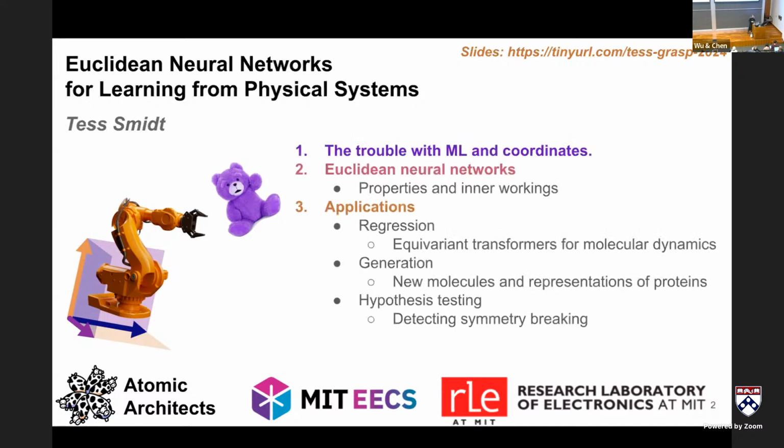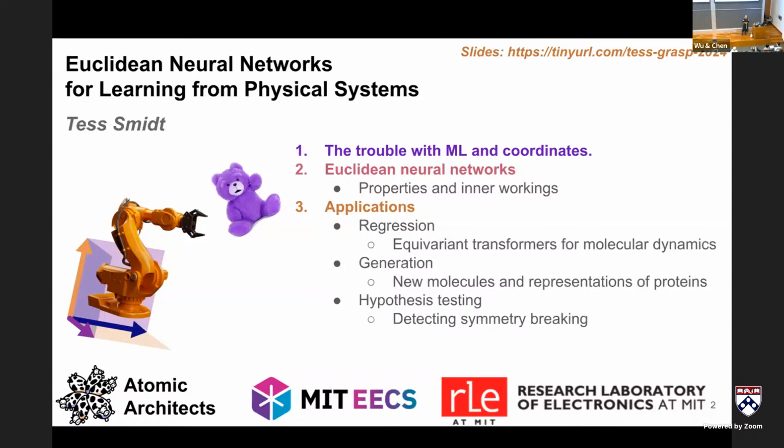So here's a bit of an agenda for this talk. First, I really want to discuss the trouble with machine learning and using coordinates and coordinate systems. What is inherently problematic about doing traditional machine learning with coordinates? This is to motivate why we may want to include Euclidean symmetry, if we're in 3D space, 3D Euclidean symmetry, into our models. And then if we do that, what are some of the properties, and at a high level, how do we actually go about doing that at the network operation level? Then I'm going to talk about some applications just to show that Euclidean neural networks are a class of networks. They're not a specific architecture. So I'll talk about some Euclidean neural networks that we use for things like regression of properties and that we use for molecular dynamics. Then I'll move on to some generation tasks, so generating molecules or learning rich representations of proteins.